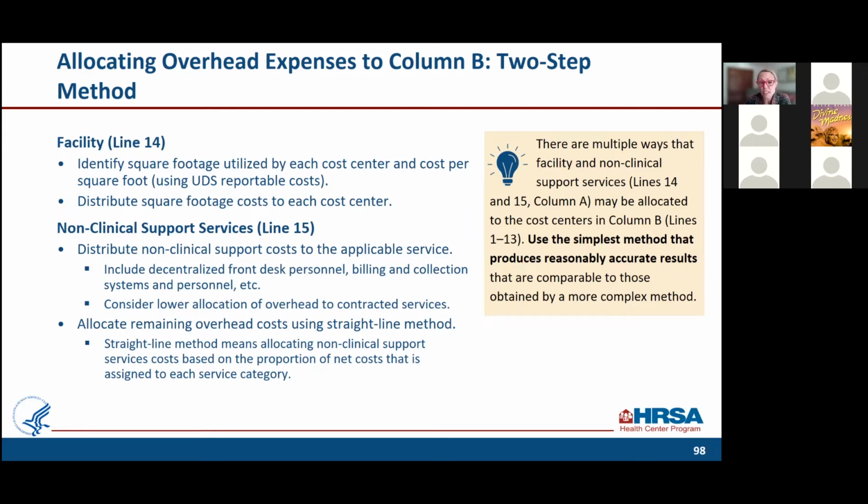Then allocate non-clinical support costs that are clearly used by a single service area, such as a dedicated front desk staff or a 340B manager, as mentioned earlier. Then you can distribute the remaining non-clinical support costs and any shared space costs allocated based on the distribution of those direct costs. The key is to not simply divide total overhead by the number of cost centers or allocate in some other one-step way that doesn't reflect the true cost to operate each department. That will skew your calculations.